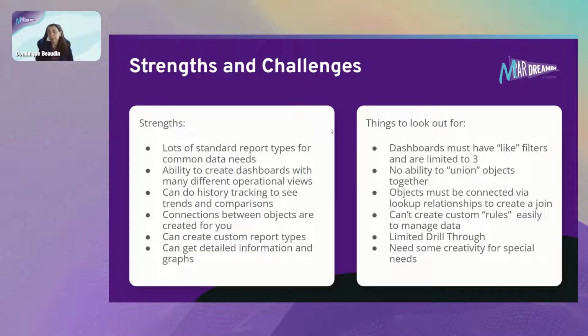A few things to look out for. Dashboards have to have filters. So you can put all kinds of stuff on a dashboard, but if you want to filter the whole dashboard, they have to have exactly identical filters, and you're limited to 3. You can't union objects together. And I'll give a really specific example. Let's say you want to look at your contacts and your leads together as separate entities. So I have 15 leads and 15 contacts, and they're associated with an opportunity. I can't union those together to see them all. They have to be joined in a different way. They're gradually putting more capability around that in the platform, but right now that is a limitation.